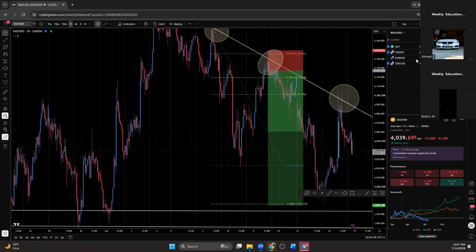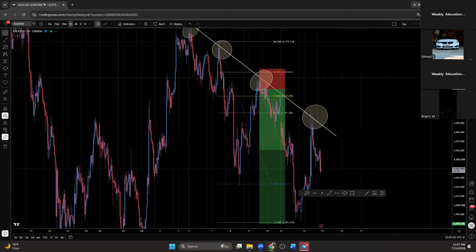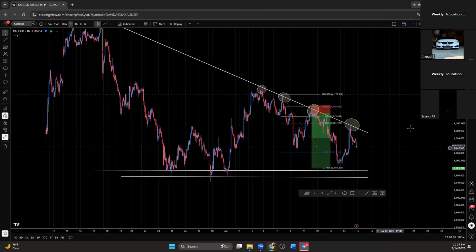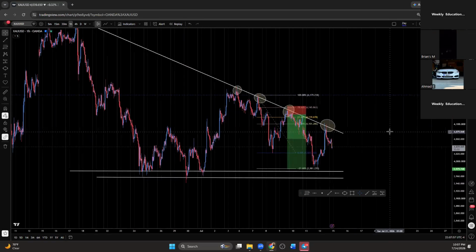How does this look to y'all? Can y'all see the chart? Do I need to go to see the chart? Can y'all see it? Y'all see my screen?